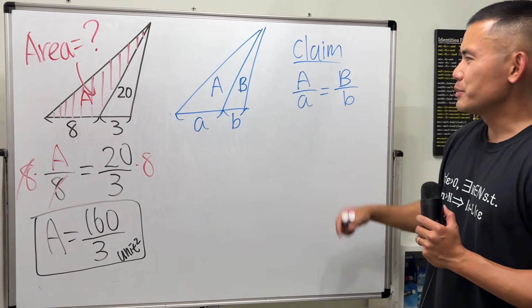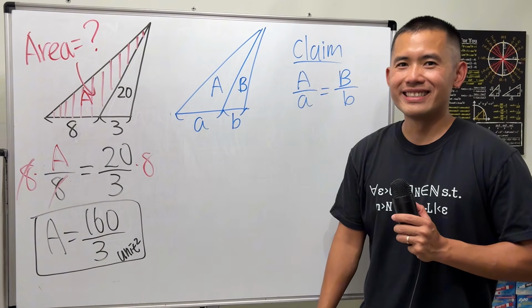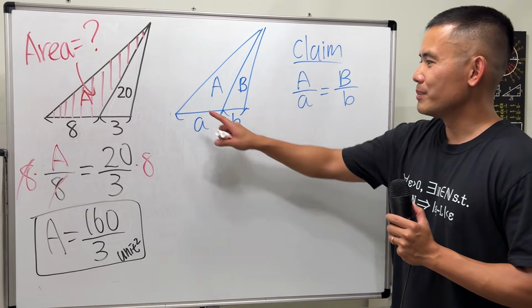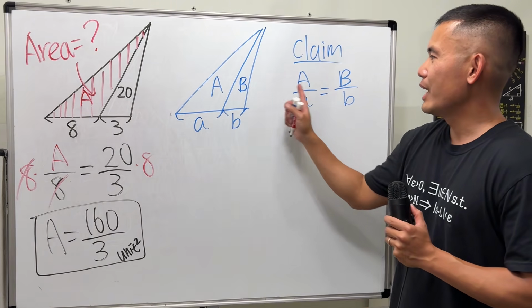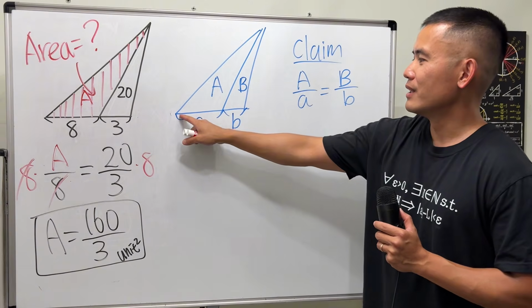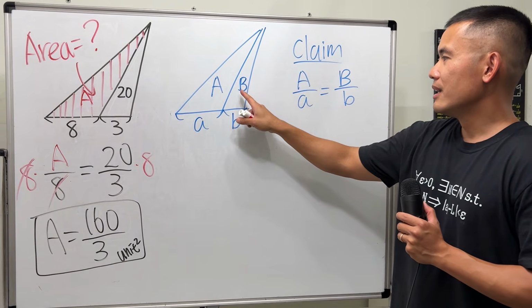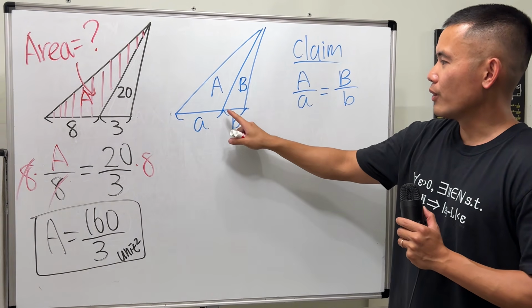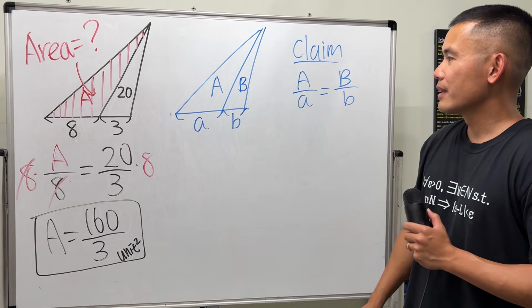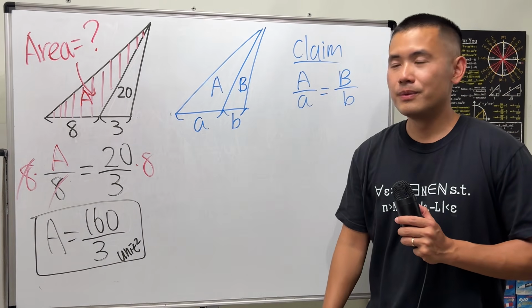In my opinion, this right here looks kind of like the law of sines. But here, we are not talking about angles at all. It's just the area of this part over this base, and then area of this part over its base right there. So how do we prove this?